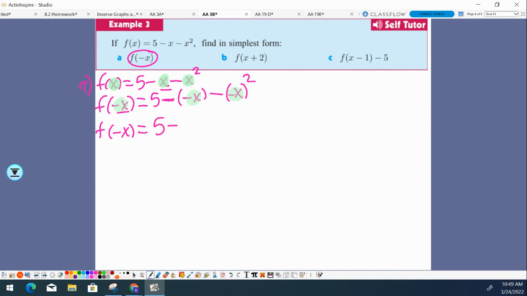What happens when you subtract a negative x? You're really just adding a positive x. Be careful here. I'm going to bring down the minus sign because this has an exponent. The first thing you need to do is the exponent. But what's negative x squared? That's a positive x squared. So what you have to be careful of, this minus here stays minus.